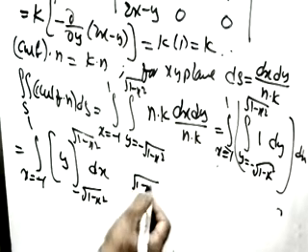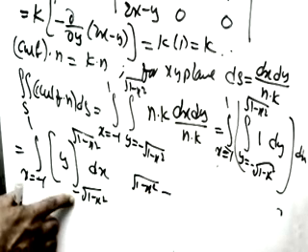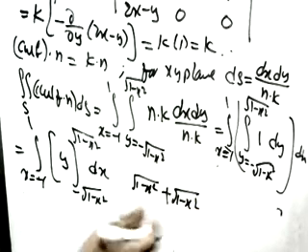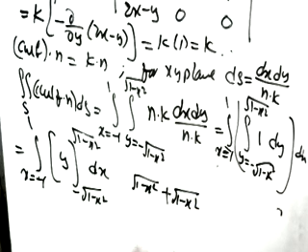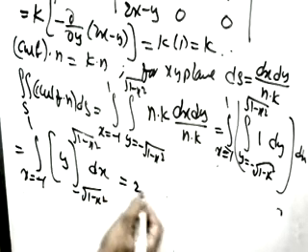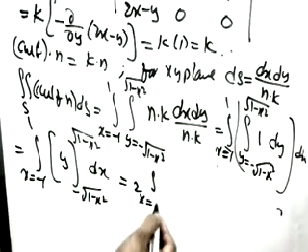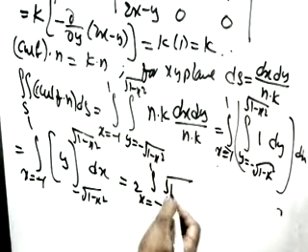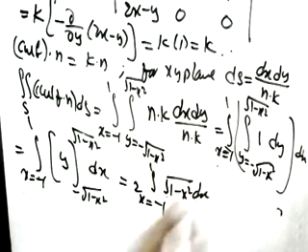Now if you put upper limit here, it will be under root of 1 minus x square minus. If you put lower limit, again you will get minus. So minus and minus will become plus. So this will be under root of 1 minus x square plus under root of 1 minus x square will be 2 into. Let me write 2 outside. 2 into integration of x equals to minus 1 to 1. What is left here? Under root of 1 minus x square dx.